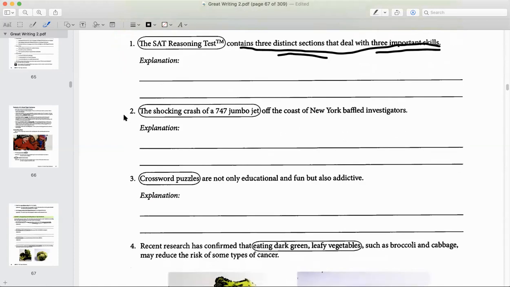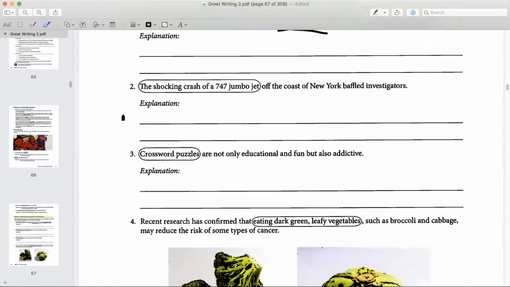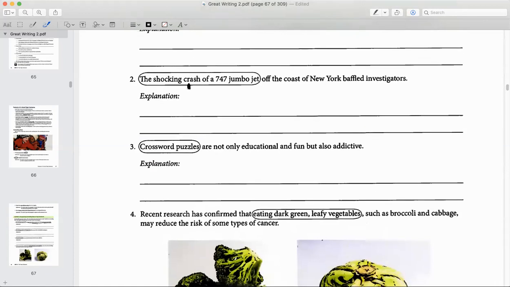Okay, so that you can go ahead and do the rest by yourself. I'm just looking here to see if there's any vocabulary that might be hard. The shocking crash of a 747 jumbo jet off the coast of New York baffled investigators. Baffled means if you're baffled, you're confused. You have no idea what happened. You're having a hard time figuring out what happened.